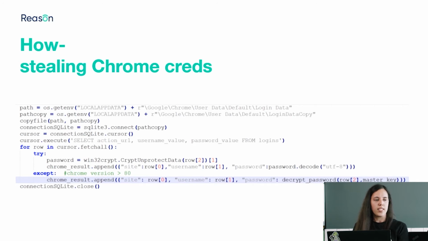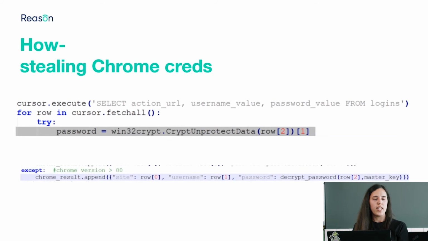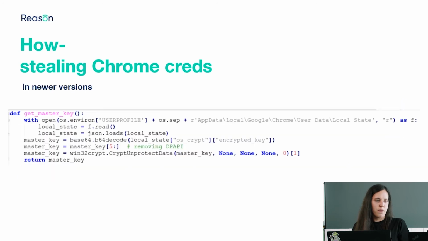We are querying for the site, username, and password, and for each result we iterate and apply our password decryption routine. You can see that there are two options here, and that is because in older versions of Chrome, one call to the CryptUnprotectData API function was enough, but in newer versions, we also need to have the master key. But fear not, it's only about 5 lines of code.